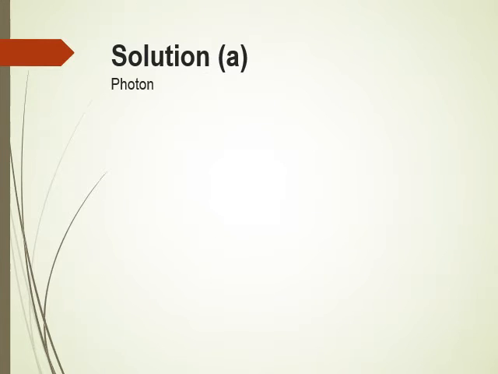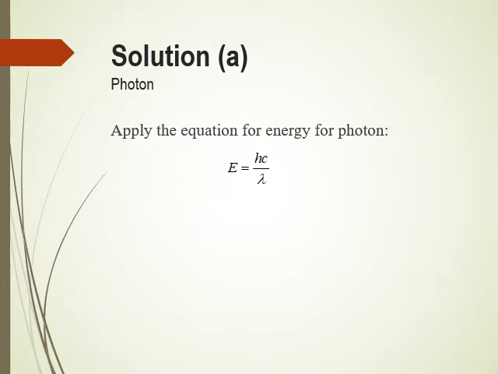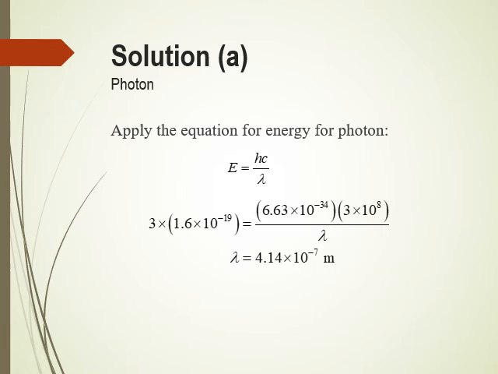For question A, to determine the wavelength for a photon, you are given the energy. So let's apply the equation for the energy of a photon, which is E equals hc over lambda. Substitute the values into the equation and you will get lambda equals 4.14 times 10 to the power of negative 7 meter.